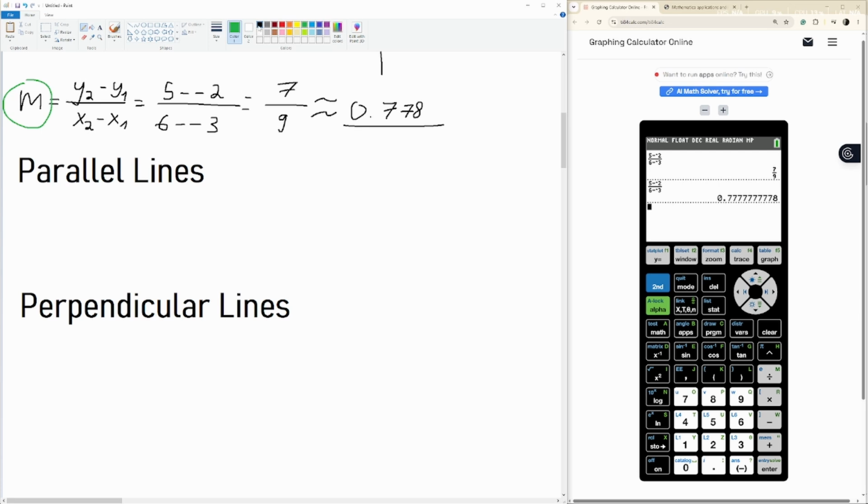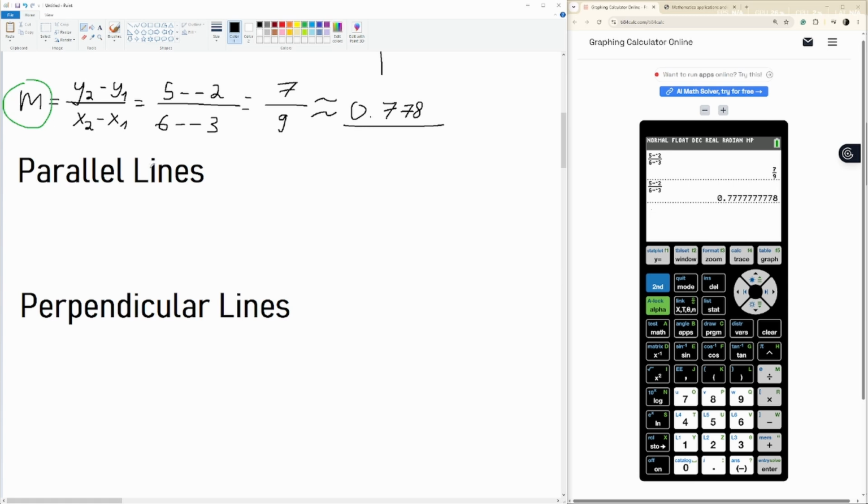So, covering parallel lines and perpendicular lines. Parallel and perpendicular lines are also very important in IB, as I have done many previous exam questions, and this is something that is very common in all of them.